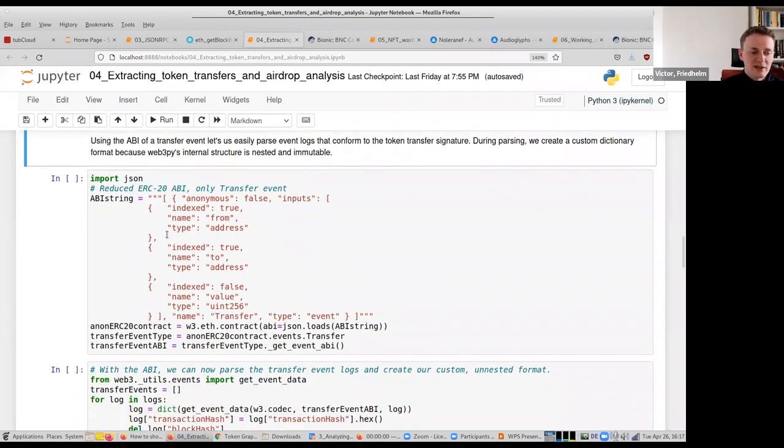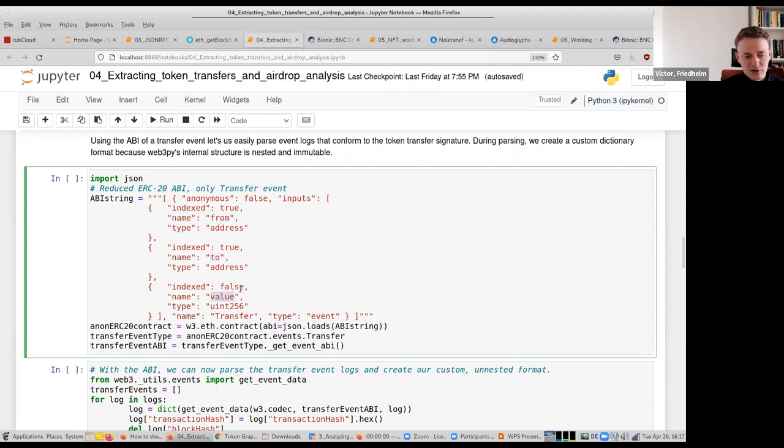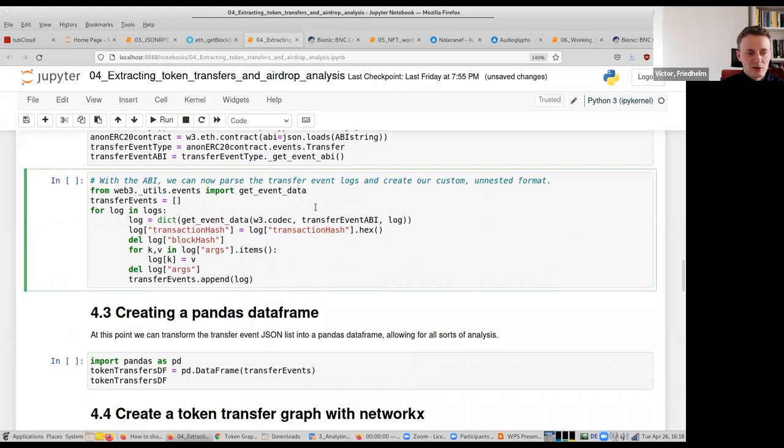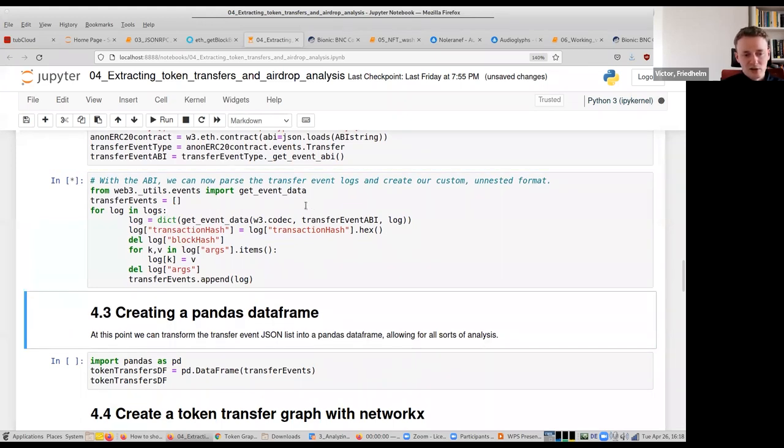And it basically just says, well, it has a certain name, it's a type of event, and it contains three fields, namely one address, which is the from address, another address, which is the to address, and then a value of tokens that have been sent, which is this 256-bit unsigned integer. And so we can read this ABI into Web3 Pi, and then with that ABI, parse the event logs and create our own custom format, because the internal format is a little bit nested, but it's really basic, essentially just extract the arguments of each of these events.